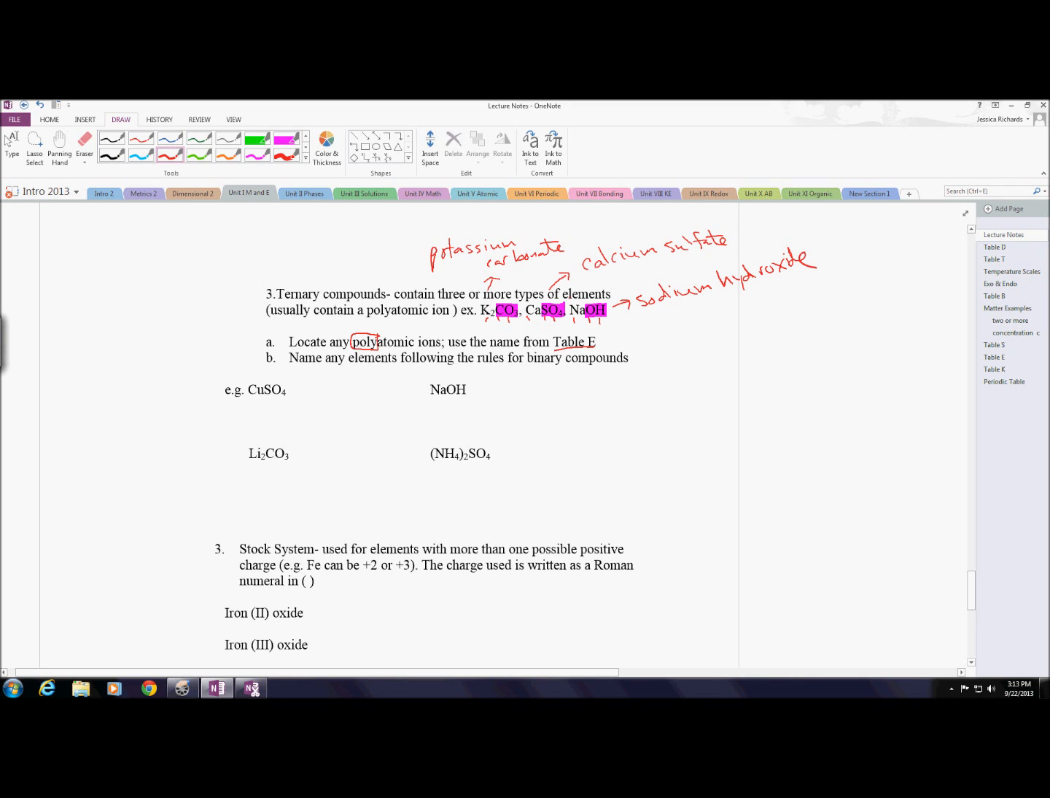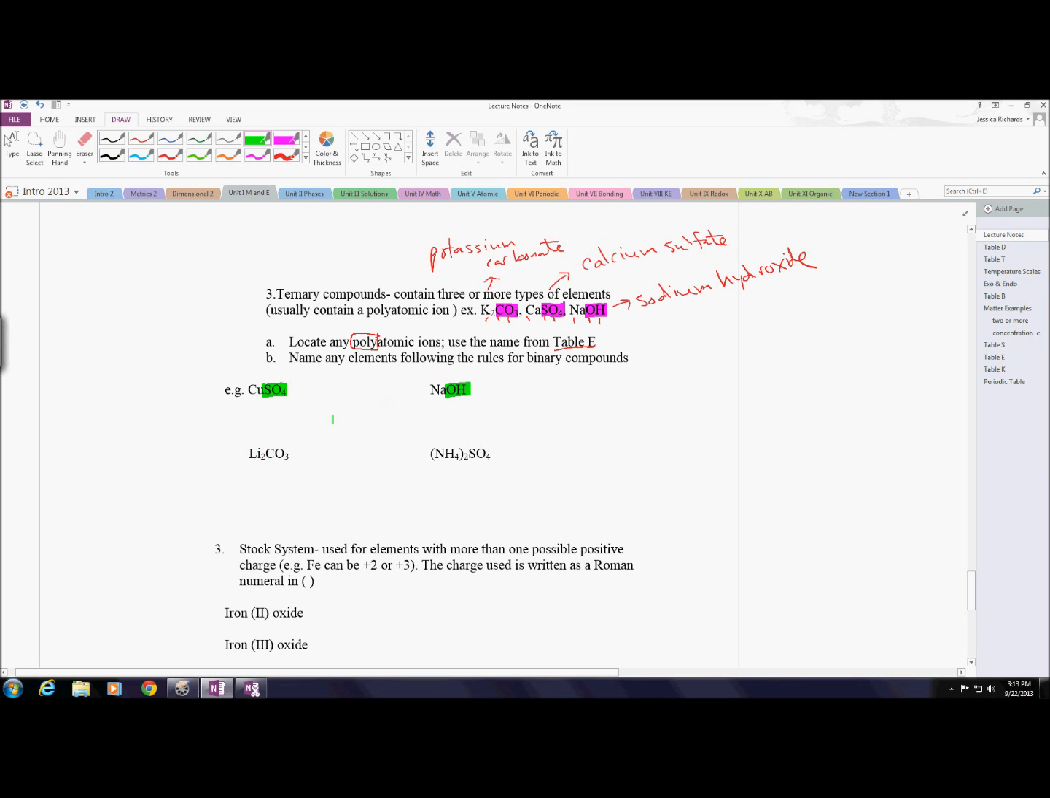So I got the positive ion from table S. The negative ions in these examples all happen to be polyatomic ions, so I got their names from table E. And that's it. Simple as that. So CuSO4, I already know that SO4 is a polyatomic ion. This part is my polyatomic ion. NaOH we just did up there. That part is my polyatomic ion.